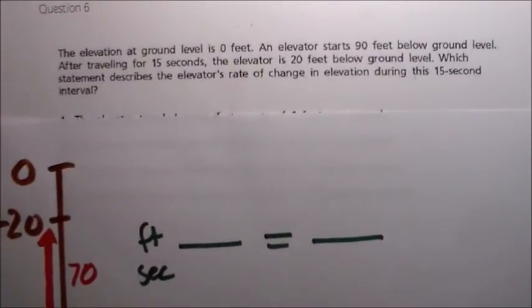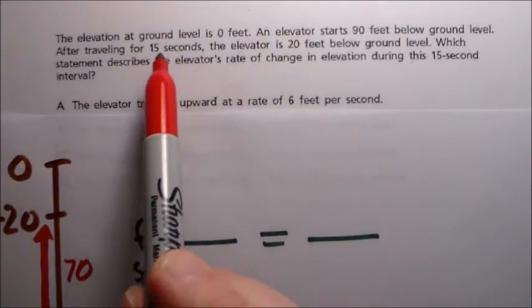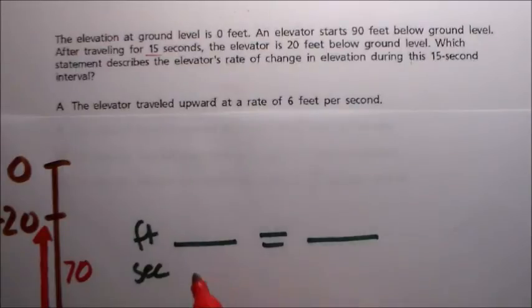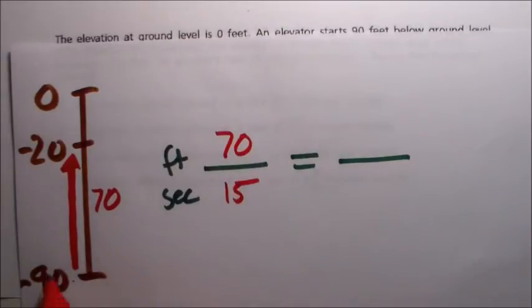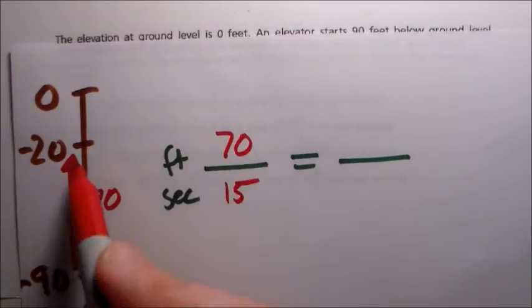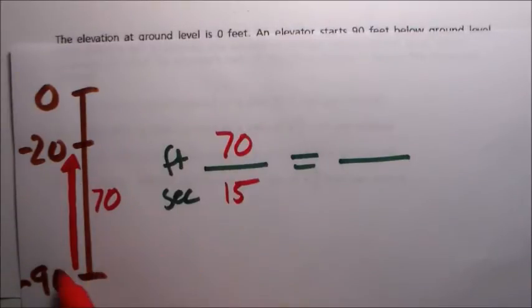So how many seconds did we travel? 15 seconds, right? We traveled for 15 seconds. And how many feet did we go up? Well, we went up 70 feet, right? Because the difference between negative 90 and negative 20 is 70. You just think of that logically. It takes 70 to get from negative 90 to negative 20.